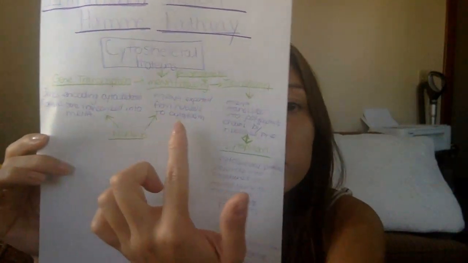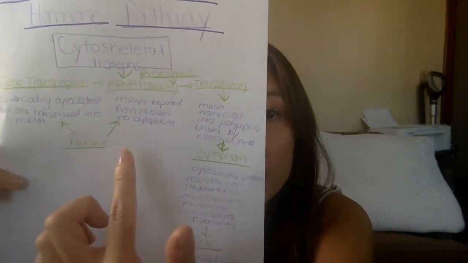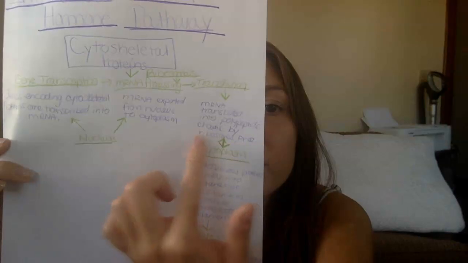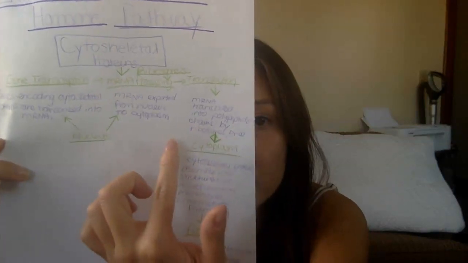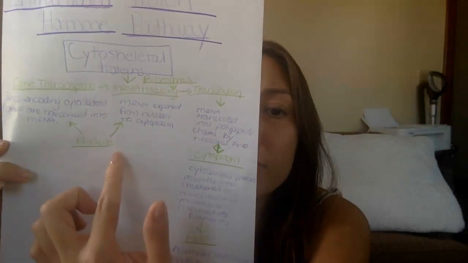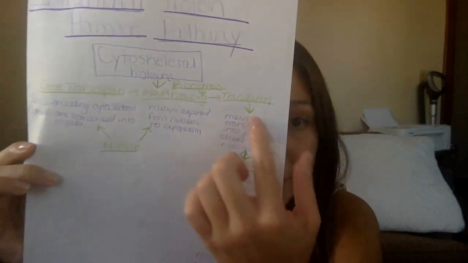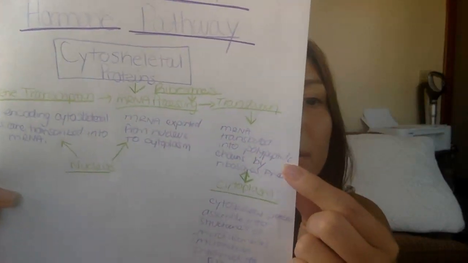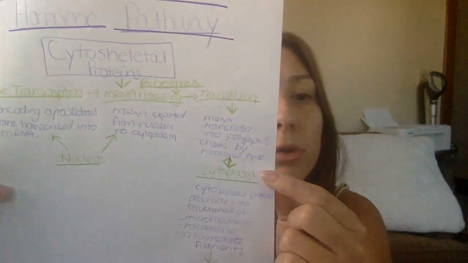For our gene transcription, it's kind of similar. The genes are encoding the cytoskeletal proteins, and then they are transcribed into mRNA. That's transcription. Then for the mRNA processing, the mRNA is going to be exported from the nucleus to the cytoplasm. If you look here, the mRNA processing and the gene transcription are occurring in your nucleus, right? Once we get past that step, going into translation, that is where the mRNA is translated into polypeptide chains by your ribosomes, okay?